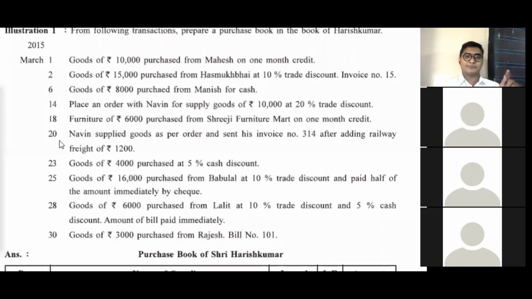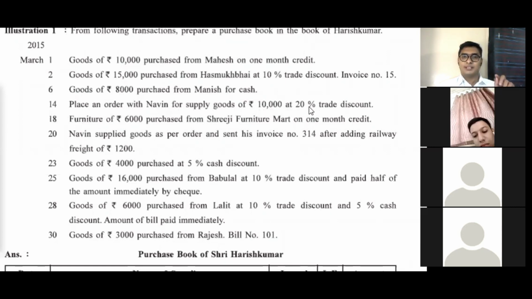So you can see that here the amount is not given. So it is not a mistake, but we have to carry the amount down from entry number 14. Goods of 10,000, with a 20% discount from 10,000. If we deduct the 20% discount, it becomes 8,000. So Naveen supplied the goods for 8,000.